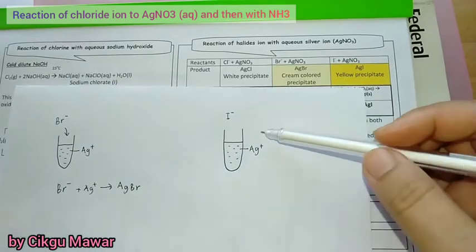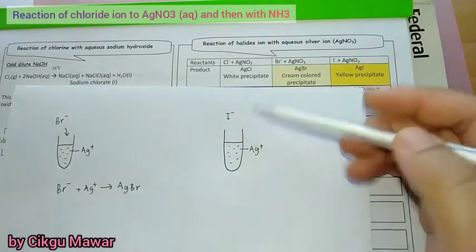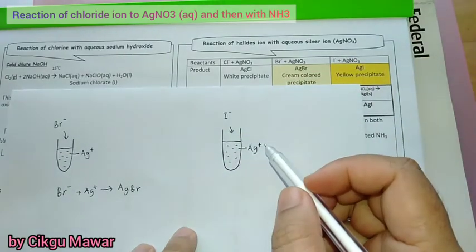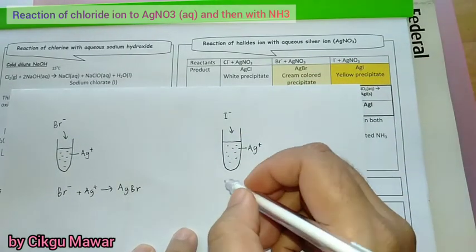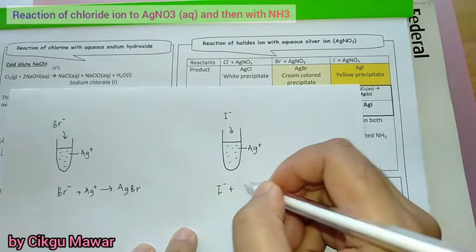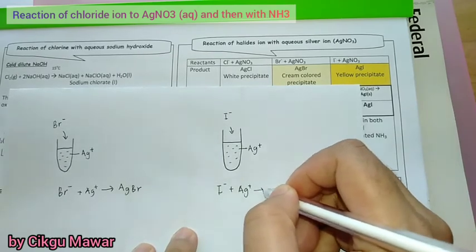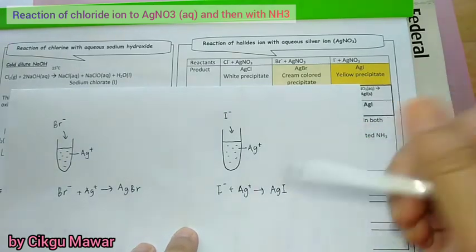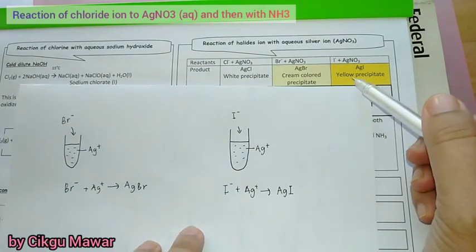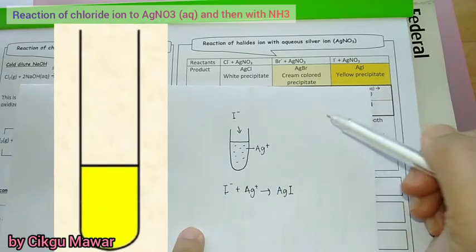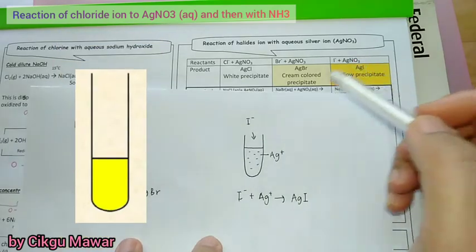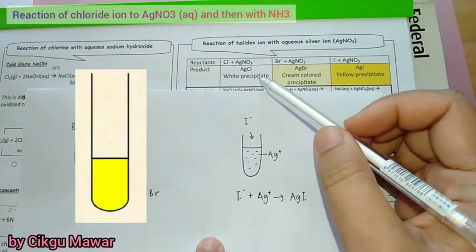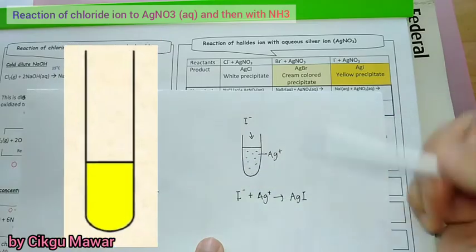And the third halide is iodide ion. When we drop it into the silver ion solution, iodide ion plus silver ion, we will get silver iodide precipitate. This color is a yellow precipitate. So this is how we differentiate the three different halides by looking at the color of the precipitate formed.